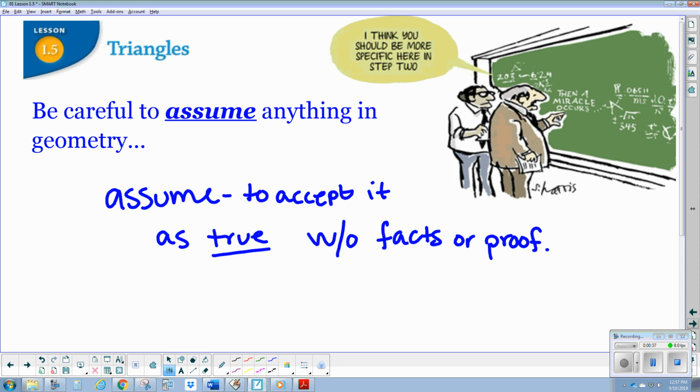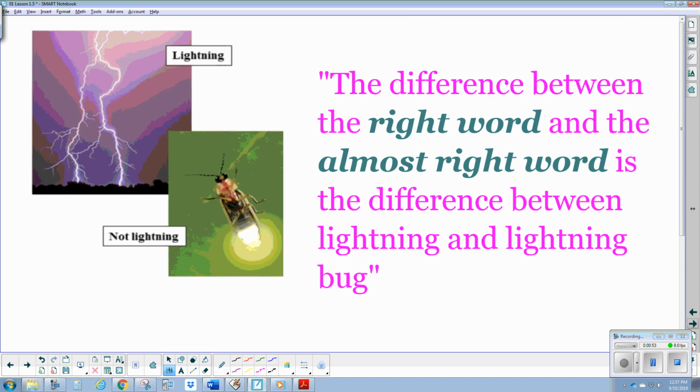So the word assume, be very careful with this. Assume means to accept it without facts or without proof of it actually being true. So we're accepting it as true, but we don't have any proof. So we're just assuming something. Do not assume in geometry. So if you make assumptions, you could get something totally different than what is actually true.